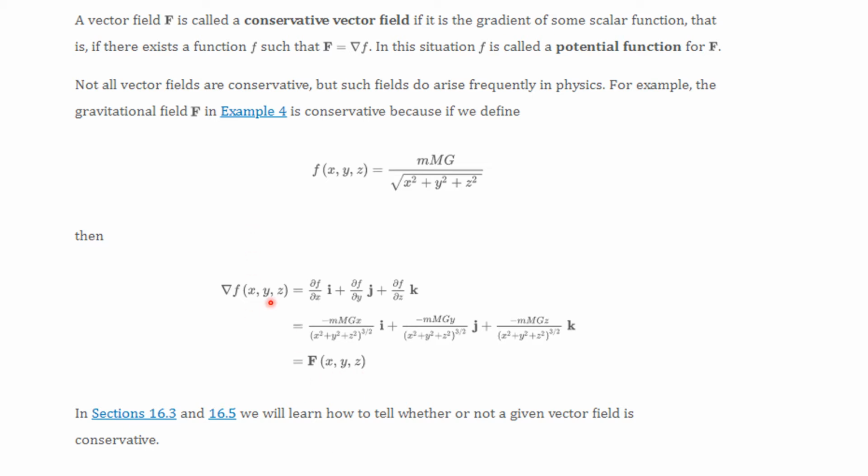Again, this gives you a chance to think about the notation. So this is conservative because there is a lowercase f that we can find such that the gradient of this is equal to this. And we'll have stronger theorems than this later. We'll also go through an exercise where we actually construct the potential function, at least when we can.